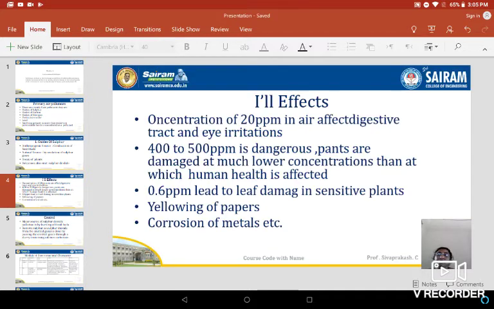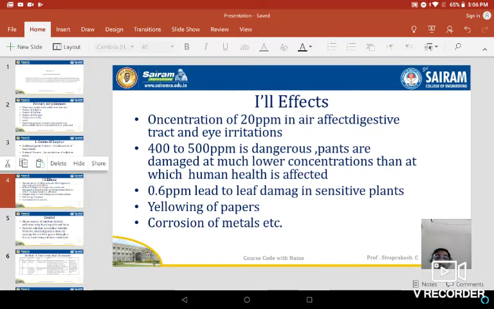Next, coming to the ill effects of sulfur, a concentration of 20 ppm in air affects the digestive tract and causes high irritation, and the presence of 400 to 500 ppm is dangerous. Plants are damaged at much lower concentrations than those at which human health is affected. 0.6 ppm leads to leaf damage in sensitive plants, and also yellowing of papers, corrosion of metals, etc. These are all caused due to the presence of sulfur in the atmosphere.